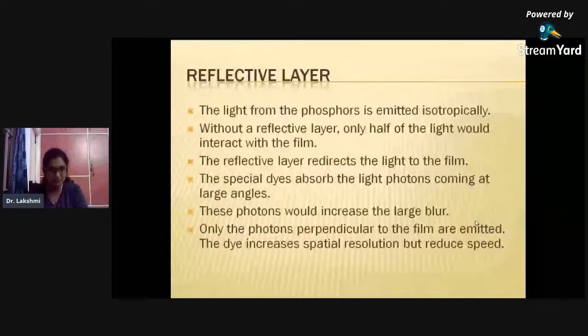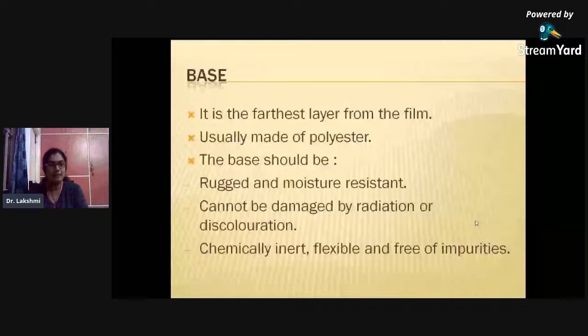The reflective layer redirects the light to the film. The special dyes absorb the light photons coming at large angles. These photons would increase the blur. Only the photons perpendicular to the film are emitted. The dye increases spatial resolution but reduces the speed. Base. It is the farthest layer from the film, that is the outermost, usually made of polyester. The base should be rugged and moisture resistant, cannot be damaged by radiation or discoloration, and should be chemically inert, flexible, and free of impurities.